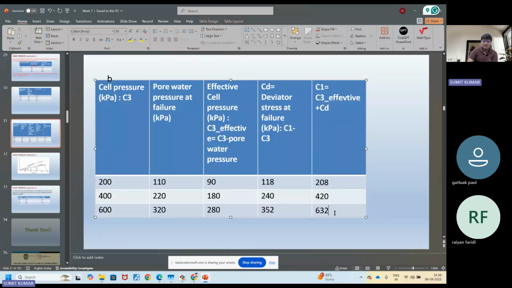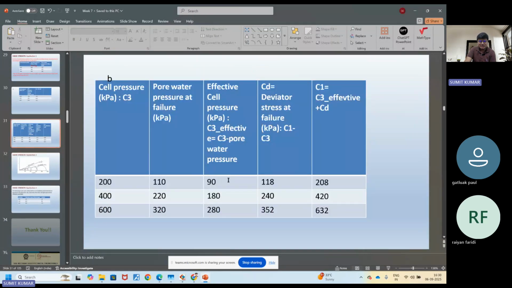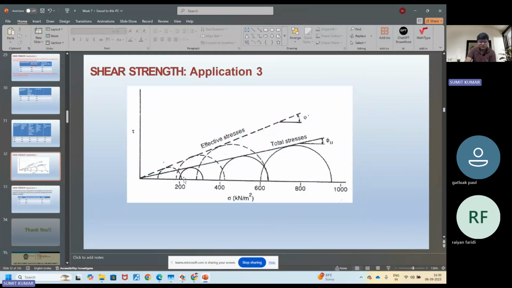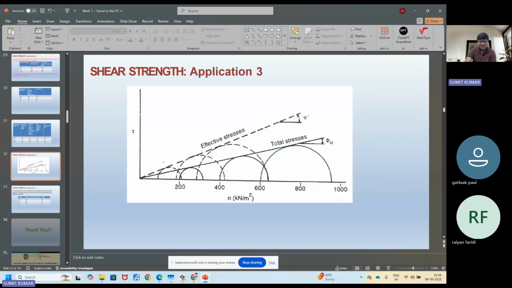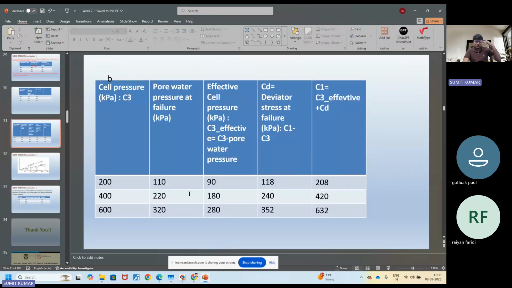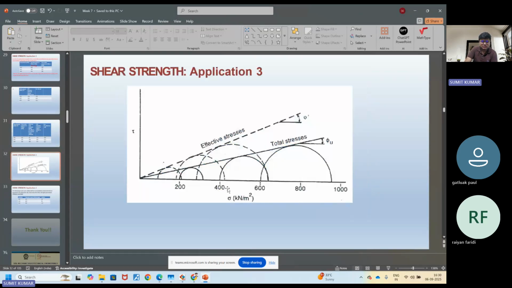Now see the graph. If you see the graph, first is 90 and this value is 208. 90 and 208. Second value, there is some calculation mistake. I don't know how much the pore water pressure is at this place. So this value comes out to be 180 and 420. I don't know, it is approximately 180 and 420 only. So I think that is correct.